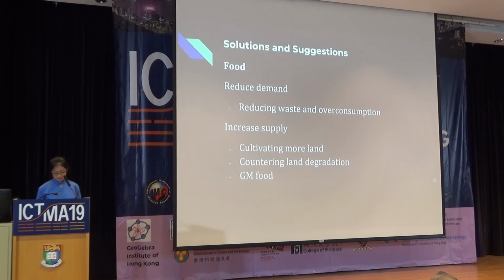As for food, again, we have to reduce the waste by means of education, advertising, and levies. At the same time, we can increase the supply of food by cultivating more land, as only 36% of arable land is used right now. We can also counter land degradation, as 20% of land used now is experiencing degradation. And we can develop more GM food, although it might be very controversial, a study shows that GM crops can increase the yield by 22% on average. So this can also be considered.